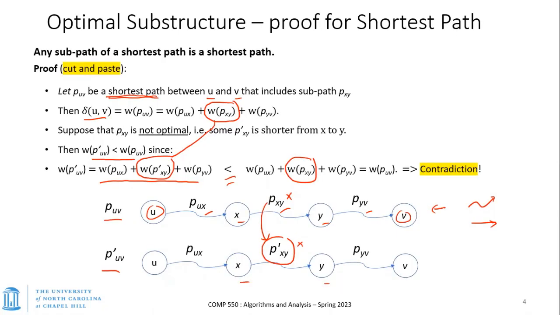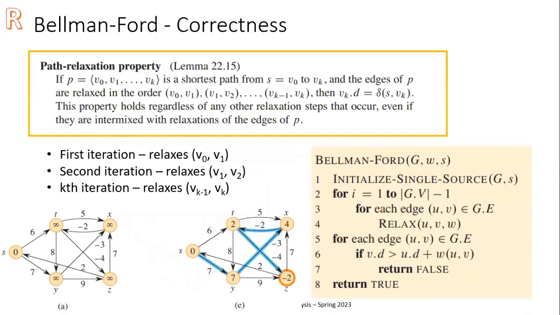So that's important to be able to say that there is an optimal substructure before we can do any of the other proofs, which was we looked at the Bellman-Ford proof of correctness, and there we used the path relaxation property.